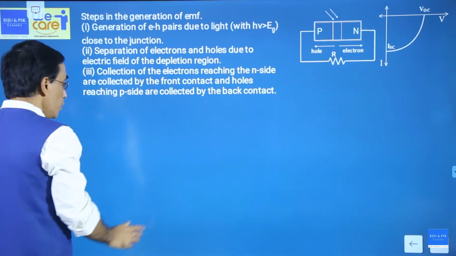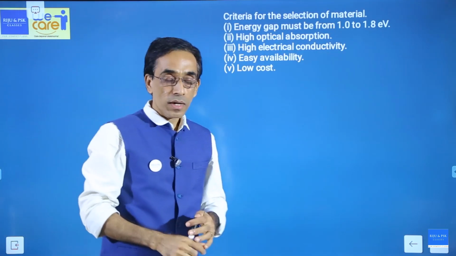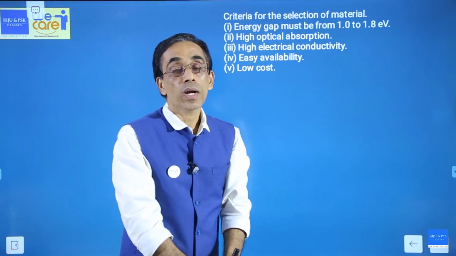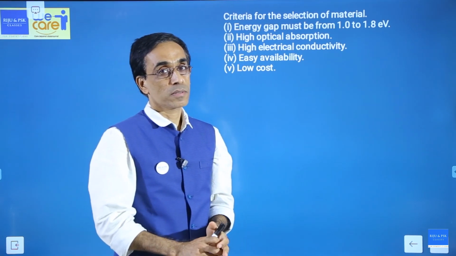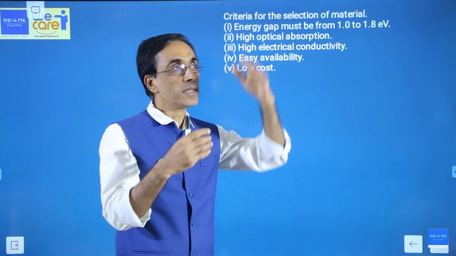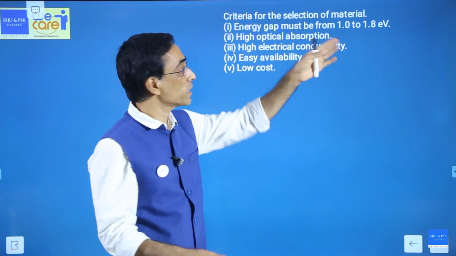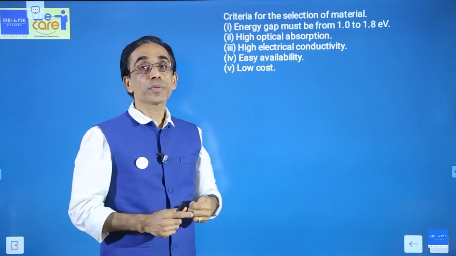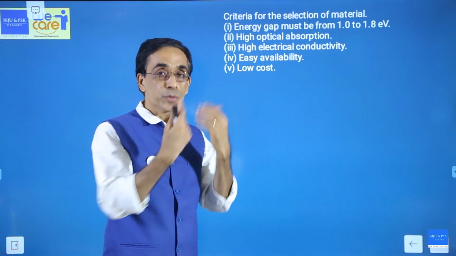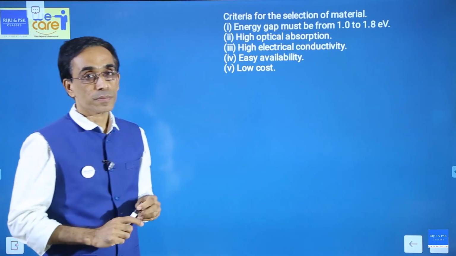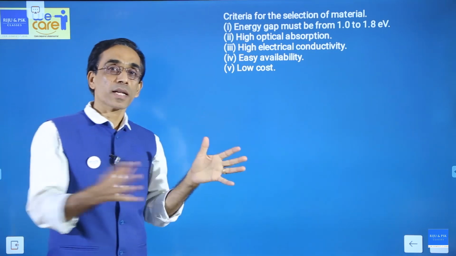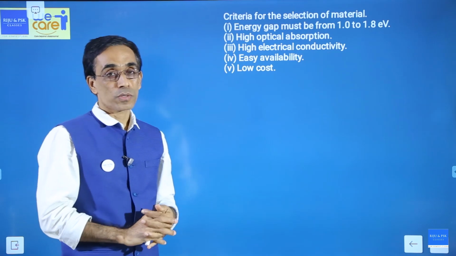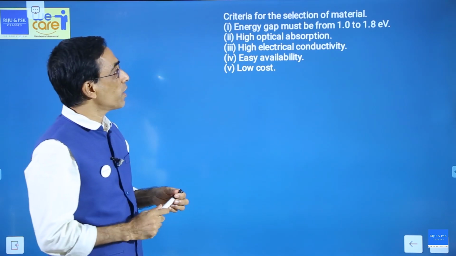Now what kind of material will you select for making a solar cell? Criteria for selection: the energy gap must be between 1 and 1.8 eV. The reason is that sunlight is producing most of its energy in that region. That's why you always go for that energy gap. Next, high optical absorption. Light should fall on it and the material should be able to absorb it. Third, it should have high conductivity. Resistance should be less. It should also be easily available at low cost. So these are the different criteria for selection of the material.